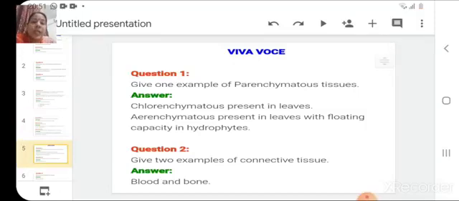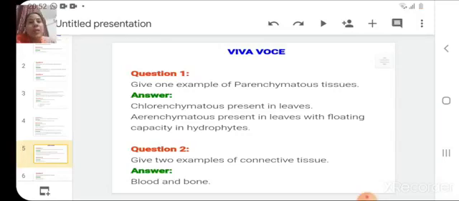Now there are some other questions which are related to Viva. So these questions are very easy. Give an example of parenchymatous tissues. Children, we have already studied about different types of parenchymatous tissues. You can give an example of chlorenchymatous tissues which are present in the green part of the plant. Its name suggests that chlorophyll pigment is present in it. That is why the name chlorenchyma is given to it. So it is present in leaves.